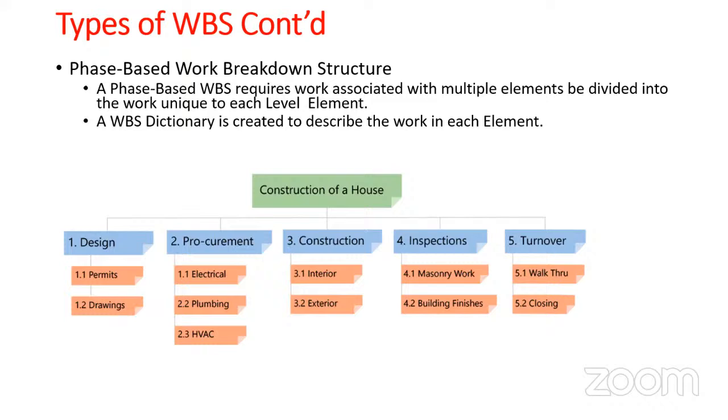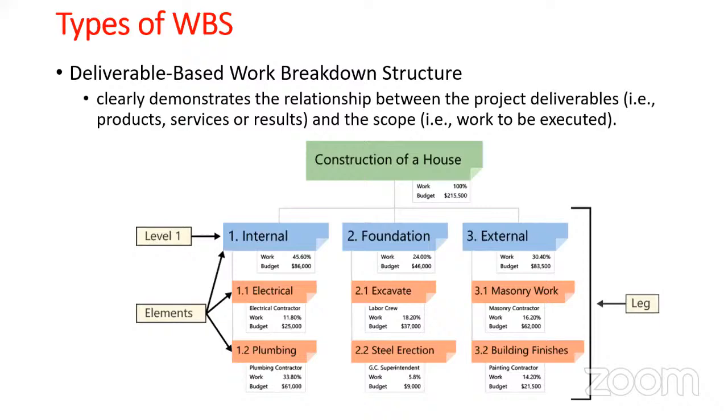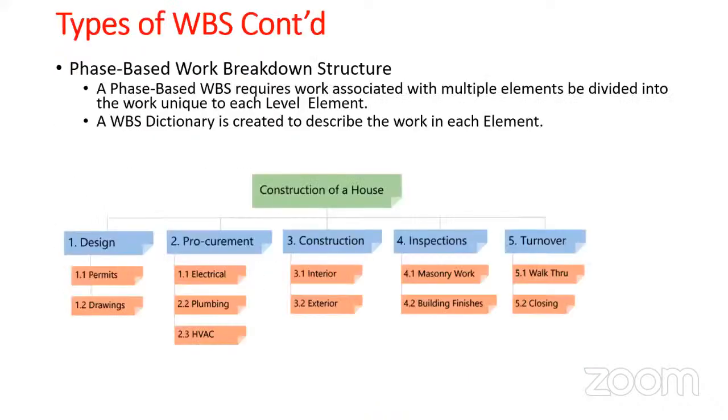When we talk about these elements, the elements could be tasks, could be activities, could be work packages, so that we'll not be talking as though we are talking from the book. These are the elements we are talking about: tasks, work packages, deliverables, WBS dictionary, WBS level, and control account. So for instance, in a WBS, there is phase based on phase.